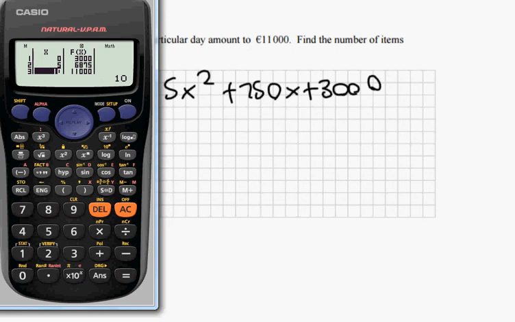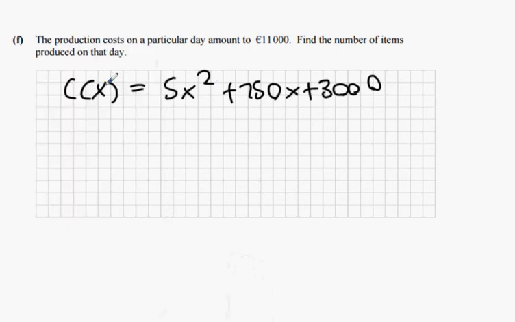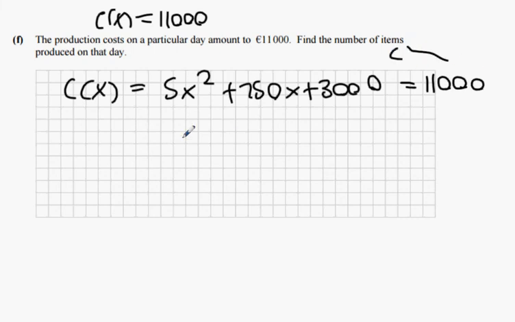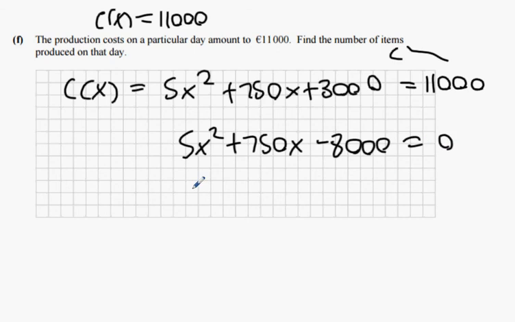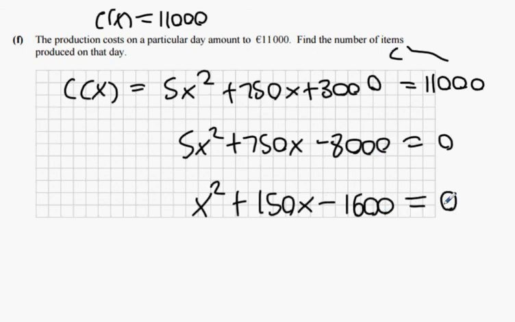That's if you're stuck and you're reaching for attempt marks, you don't really know what you're doing. The way for full marks, however, is you say the production costs C of x equals 11,000. I bring the 11,000 over the other side. I get 5x squared plus 750x minus 8,000 equals 0. I divide everything by 5, and I get x squared plus 150x minus 1,600. Now, you can do it using the reference number, or you can do it using the minus b formula. I elected to do the minus b formula. So a equals 1, b equals 150, c equals minus 1,600.